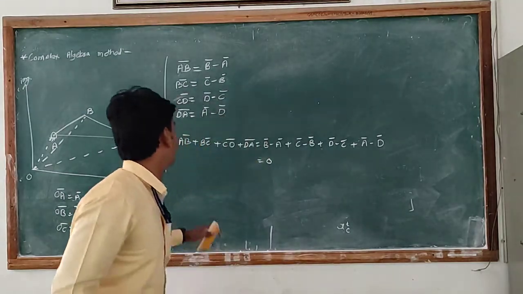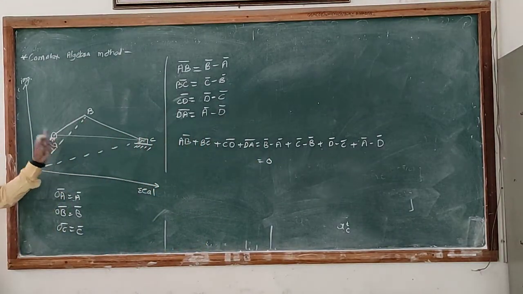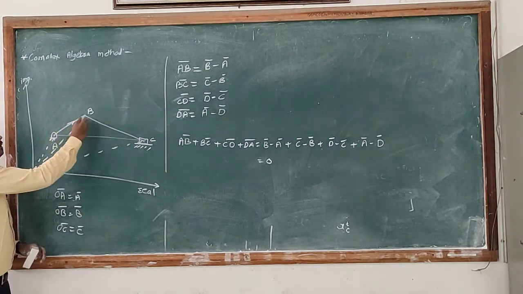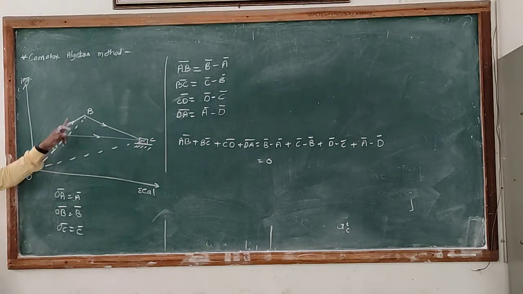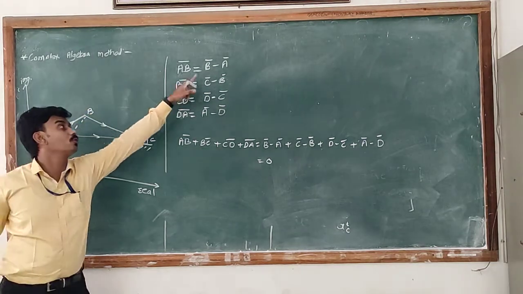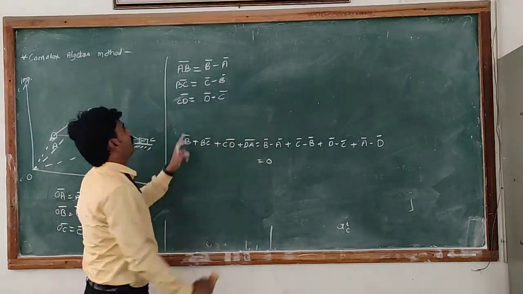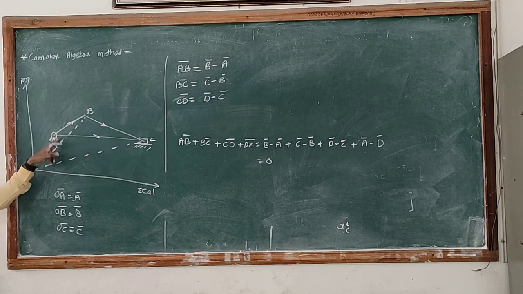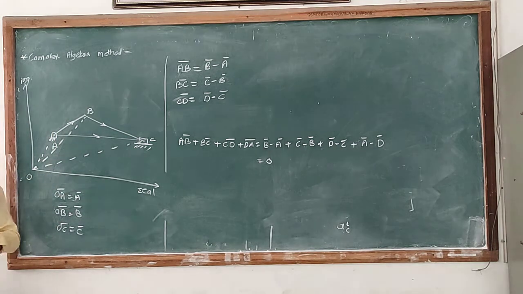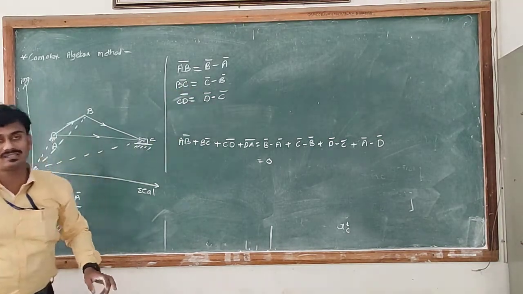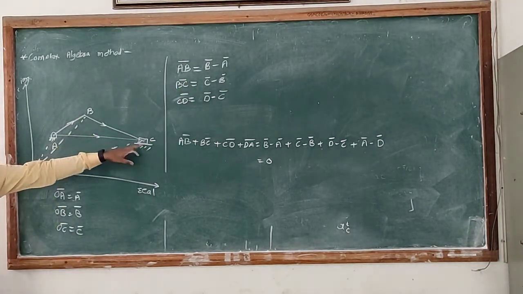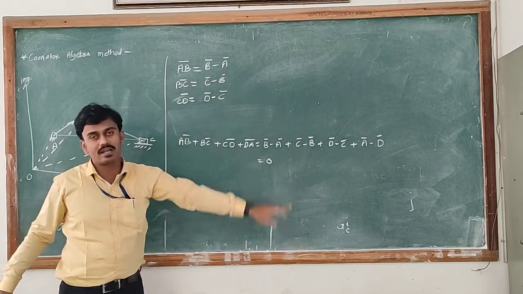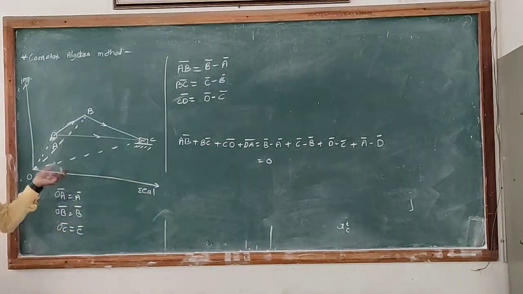Now I want to represent this point B with respect to A, so it can be AB bar, and it is equal to B bar minus A bar. Similarly, the point C can be represented with respect to B as BC bar, and it is equal to C bar minus B bar.